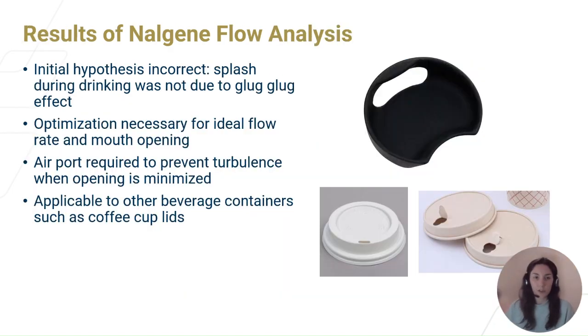So as we saw in that first video, our hypothesis that we were splashing our faces with water due to the glug glug effect was incorrect. You could see that no matter how fast we poured the water bottle, the flow was very smooth, but we saw that it was very wide. So in the case of a Nalgene bottle, we learned that the actual issue was due to the orifice size being broader than our mouths.